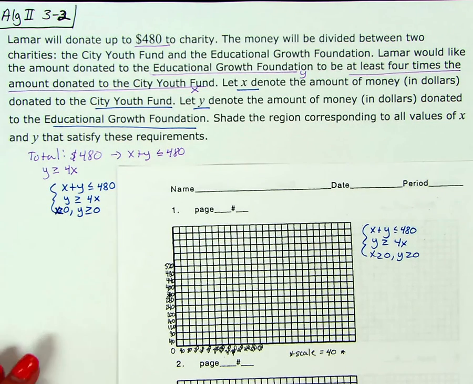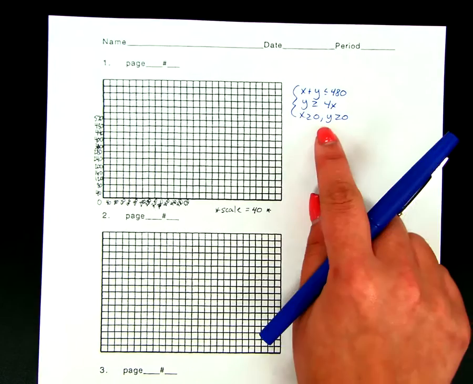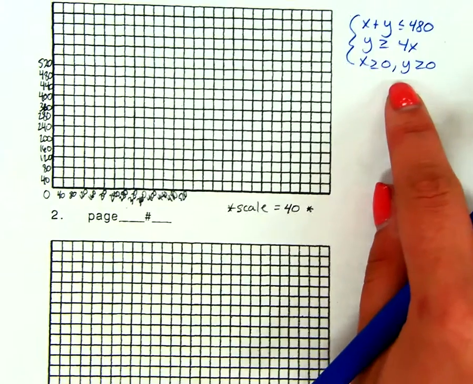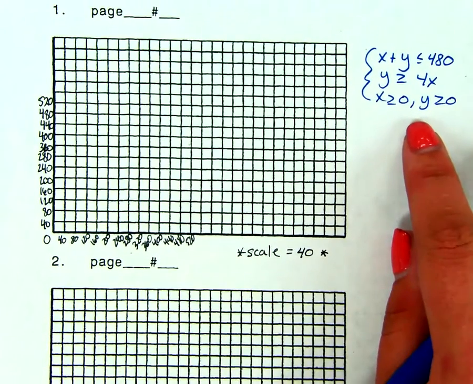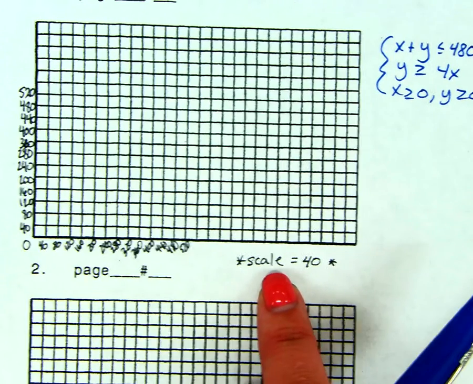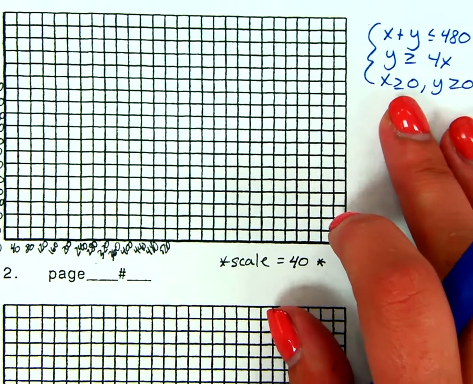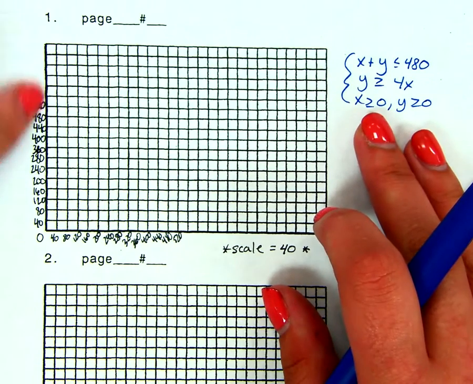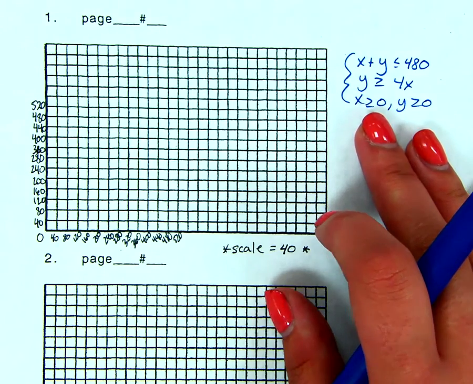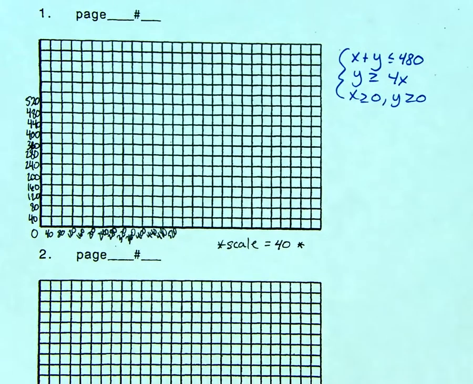All right, so here's my graph paper. So I'm going to take this one away so I can zoom in a little bit to make it easier to see the graph. So I rewrote my system here, and I have labeled my axes. So my scale that I used is going to be 40. And since we have the constraint of 0 for both X and Y, that means that my Y-axis and the X-axis is also a constraint. So we'll just have to remember that as we graph.